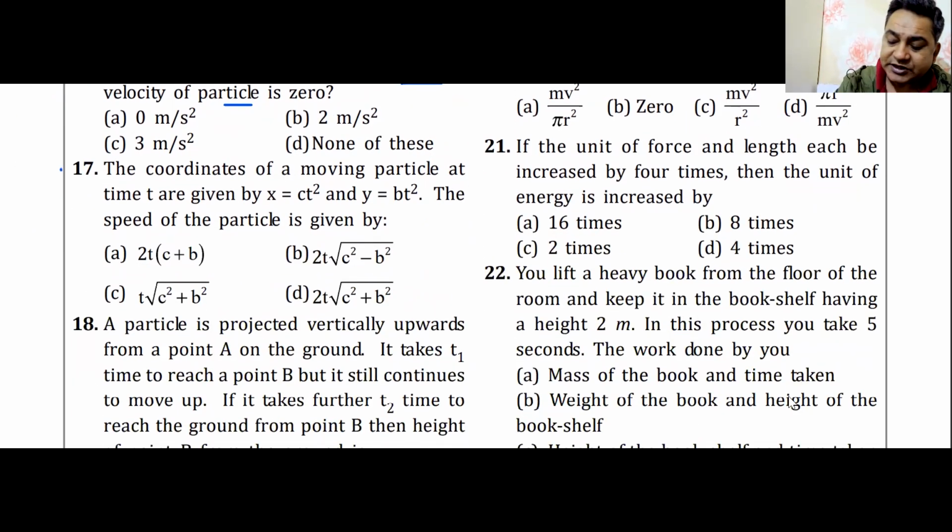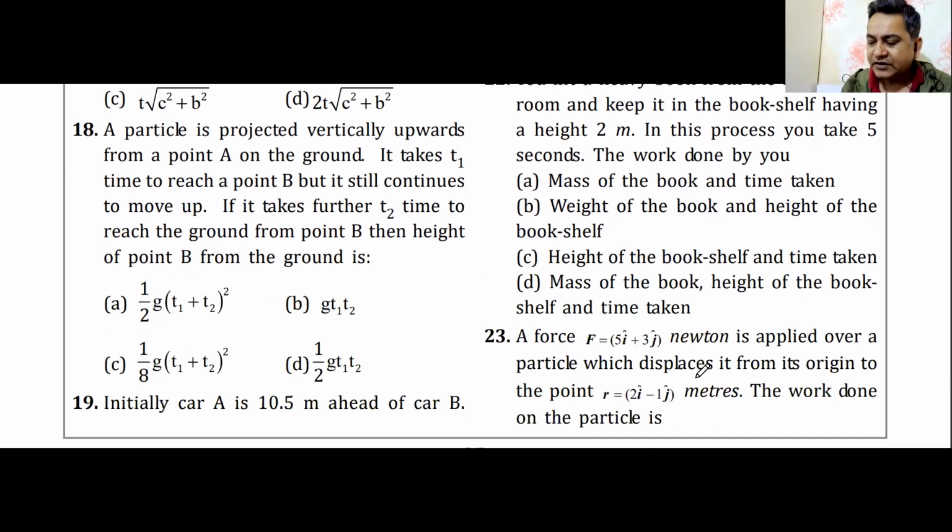Question number 17, straightforward question. X coordinate is given, y coordinate is given. Differentiate x coordinate, differentiate y coordinate. You get vx, you get vy, square them, add them, take the square root, and you get the magnitude of velocity, which is nothing but speed. Now these questions are pretty simple and straightforward ones.